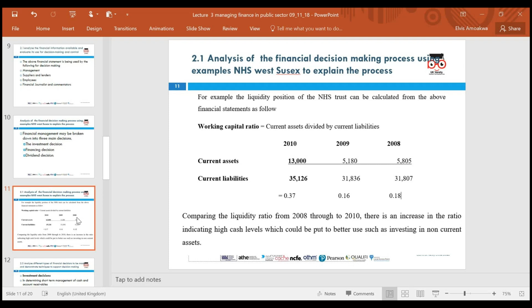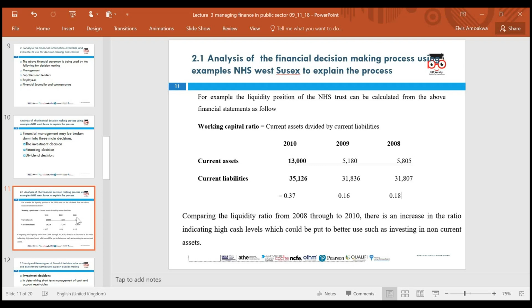If I'm a bank, I can lend them money because I'm confident that my money will not go to waste. And if I'm a manager of an NHS Trust, I can see that the financial position of the trust is very sound, and therefore, if we want to do more investment, we can invest. So I've taken this snapshot from the balance sheet by calculating one of the popular ratios, the working capital ratio or liquidity ratio, which is simply the current assets divided by the current liabilities. So I've done it for three years.